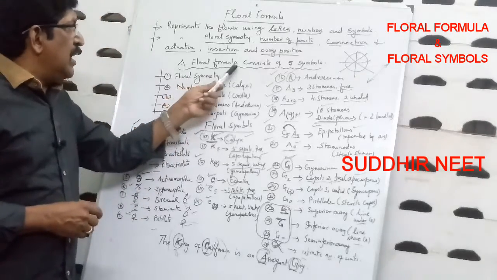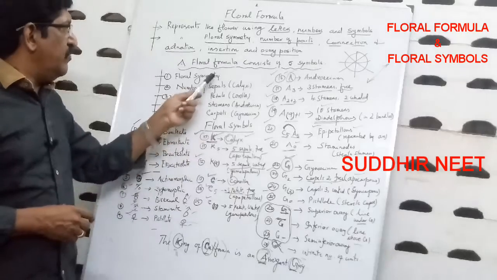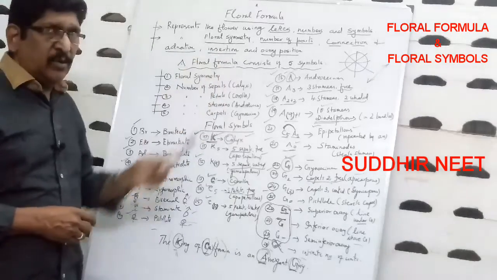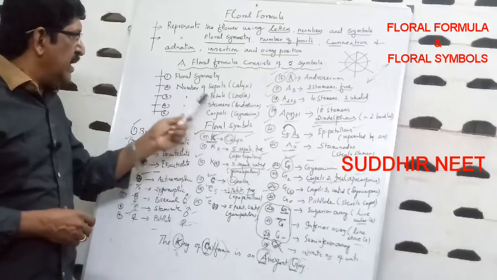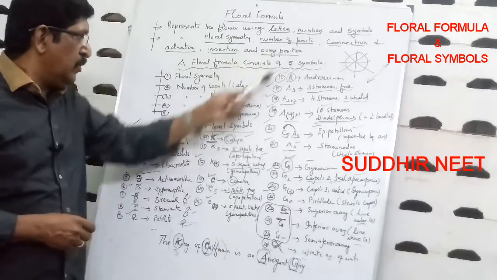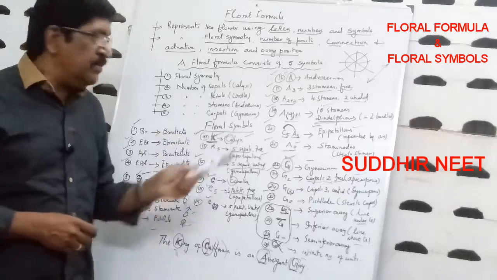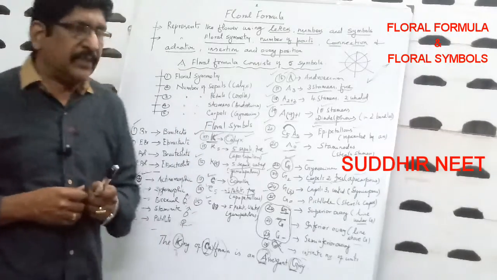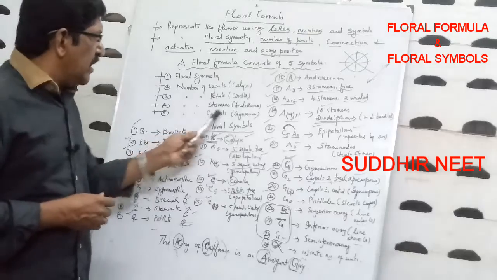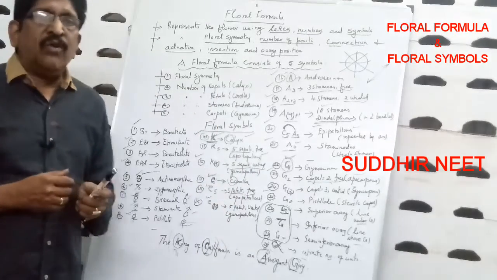A floral formula consists of symbols. One, floral symmetry, I already told you. And then number of sepals, number of petals, number of stamens and number of carpels, I told you. How many sepals in calyx, how many petals in corolla, how many stamens in androecium, how many carpels in gynoecium. Now let us come to the floral symbols. What are all the symbols used in the floral formula?